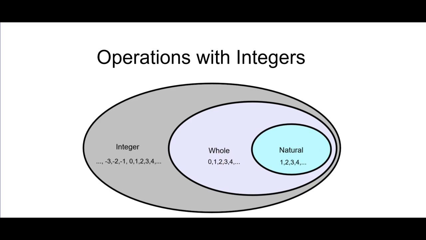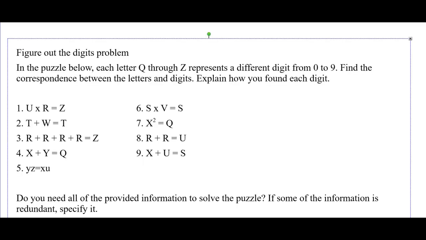So let's get started with this week 2 resources. You should be able to find this worksheet right there. It's called Figure Out the Digits Problem. You've got this puzzle where each letter Q through Z is representing a different digit, 0 through 9. And you have to figure out what each one is.